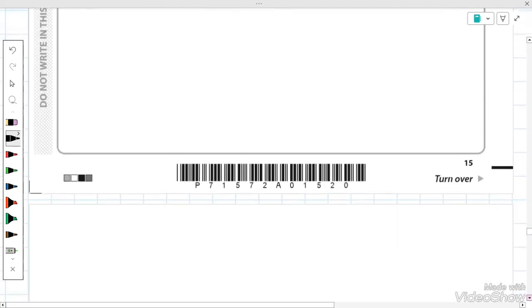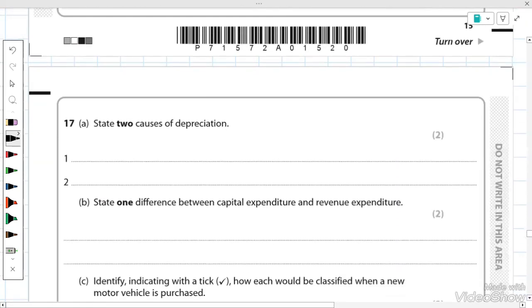Okay, state two causes of depreciation. Okay, so there are a lot of causes. So number one can be the time factor. With the passage of time, every asset would be depreciated. And number two is technology.